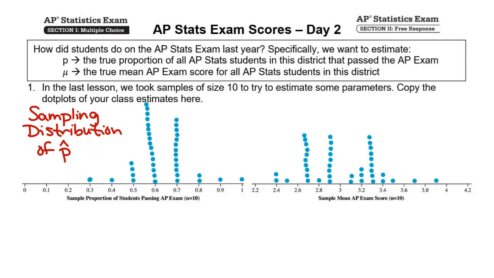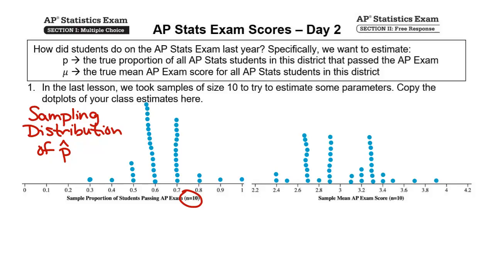How did we make it? Took a select group of people. How many people did we do yesterday? 10. So right here you'll notice it says n equals 10. And what did I have you do with those 10 people to make this graph right here? Yeah, the proportion of people out of those 10 that passed.